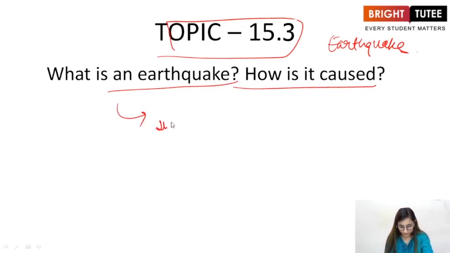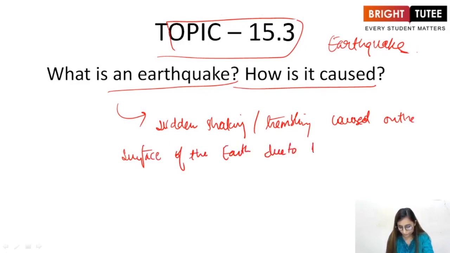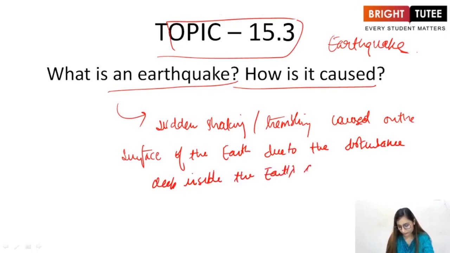Earthquake is the sudden shaking or trembling caused on the surface of the earth due to the disturbance deep inside the earth's crust. So this is your answer basically for the first question. You have to define what an earthquake is and what are the reasons that this is being caused.